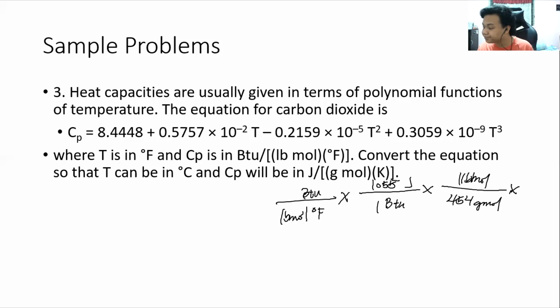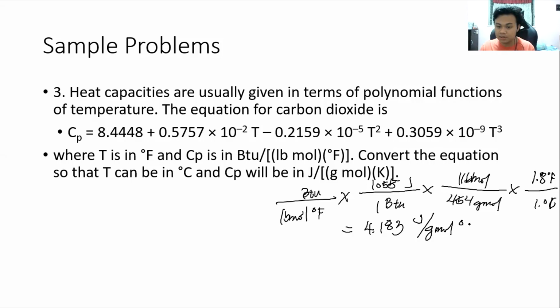And then this is actually also found in your theories. So 1.8 degrees Fahrenheit is equal to 1 degree Celsius. Okay, so get the result of your conversion factor. We will have 4.183. It's now in joules per gram mole per Kelvin.